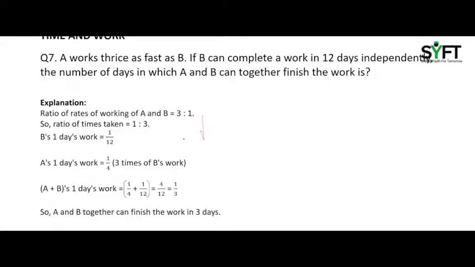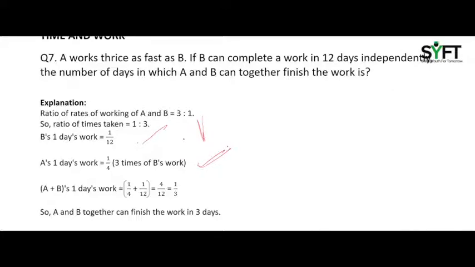B's 1 day's work is 1 by 12, because B can complete the work in 12 days. So in one day, that is 1 by 12th of the work. A's one day's work is 1 by 4, that is 3 times B's, that is 1 by 12 into 3, which is nothing but 1 by 4.